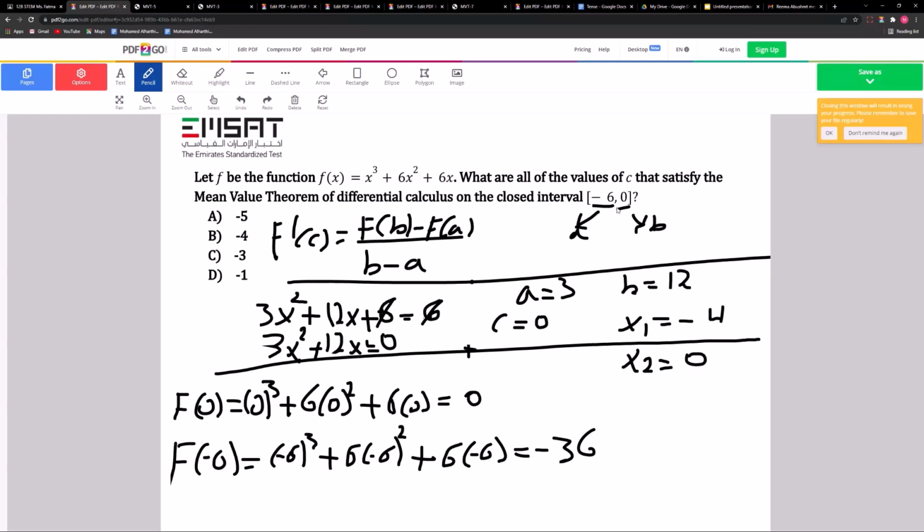As we know, we want the value between these two numbers, which is the value of c. Here the b we know is 0. This cannot be the answer, and -4 is between these two numbers, and this is the final answer.